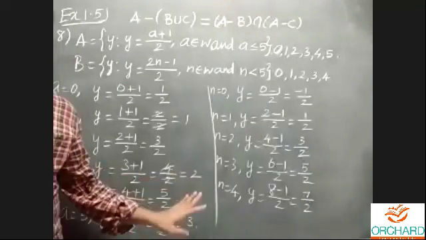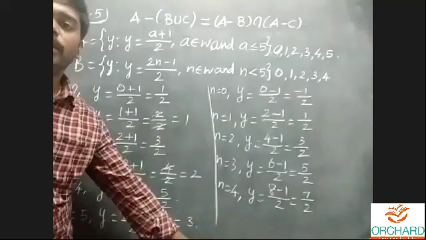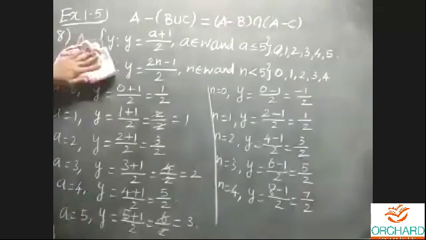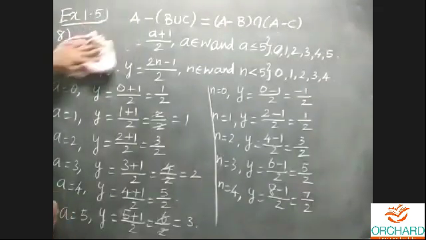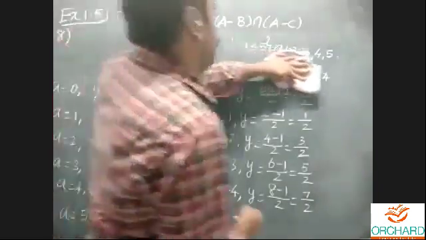Wait, I didn't write the elements of set C. First, wait. These are the elements of set A and set B. First, we can complete, and only then I'll proceed with the problem. Let's complete the calculation. Now I can fill up the elements of set A and set B. Then I'll proceed to verify the De Morgan law of set difference.